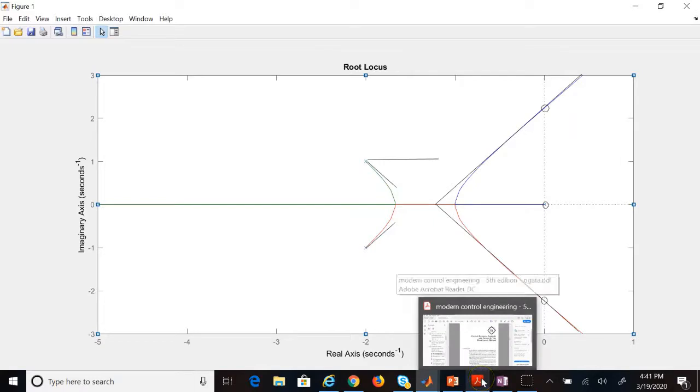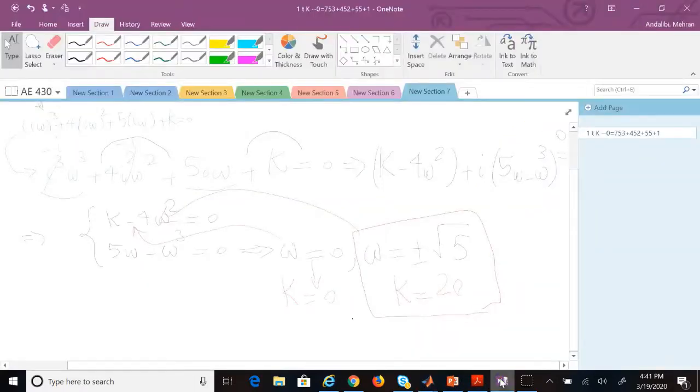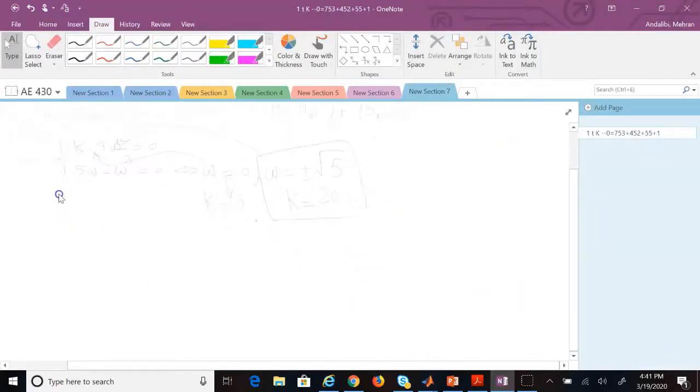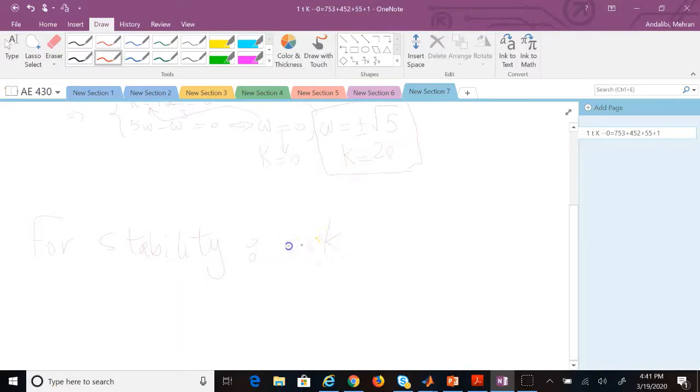So from this Root Locus, one of the first things that I can understand is, for stability, what condition do I need? K between 0 to 20. And you probably notice I didn't use equal here, because if I do, then the poles are at the imaginary axis and the system is marginally stable. So if I want pure stability, K should be less than 20. Okay?